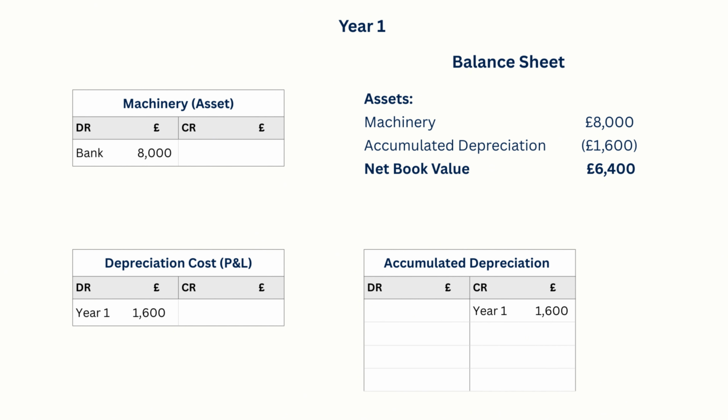On the balance sheet, everything comes together. Machinery is shown at its original cost of £8,000. Accumulated depreciation is £1,600. When we subtract it, the net book value is £6,400.